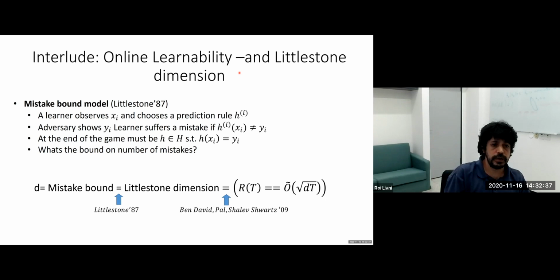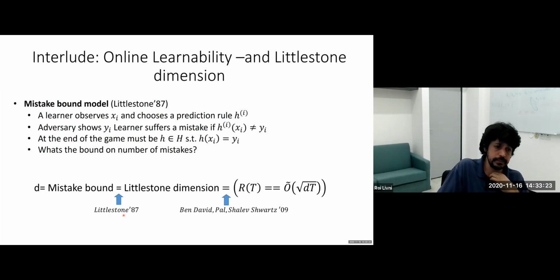It considers the following problem. You have a learner, and the learner observes X's sequentially, and then needs to choose predictions. Once the learner sees X and chooses the prediction, the adversary shows y_i, the label, to the learner. And then the learner suffers a mistake if he predicted it wrong. So this sequence does not appear stochastically. The constraint on the adversary is that at the end of the game, there needs to be one hypothesis that is consistent with the labeling that he showed us. And we want to know the number of mistakes.